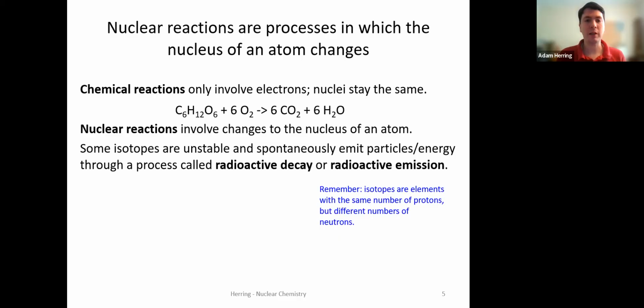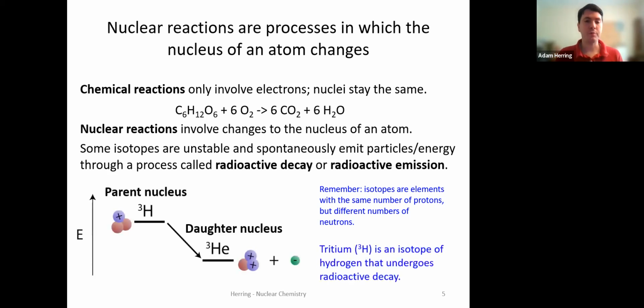And the reason for this is because nuclear reactions involve unstable isotopes that spontaneously emit particles and energy through radioactive decay or radioactive emission. And because these isotopes have differing numbers of neutrons, some of them will be stable and some will be unstable. For example, hydrogen has three different isotopes. The first isotope has 0 neutrons, then 1 neutron, and then 2 neutrons. The one with 1 neutron is called deuterium. The one with 2 neutrons is called tritium.